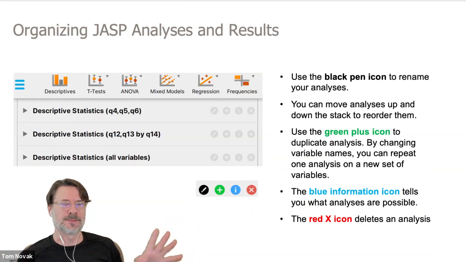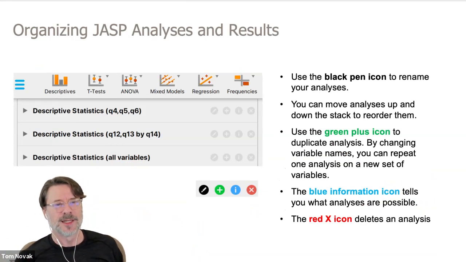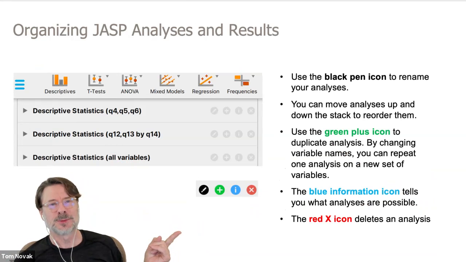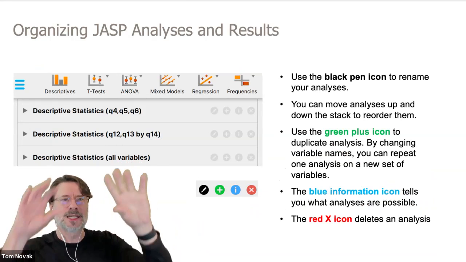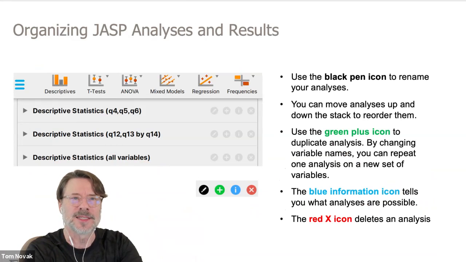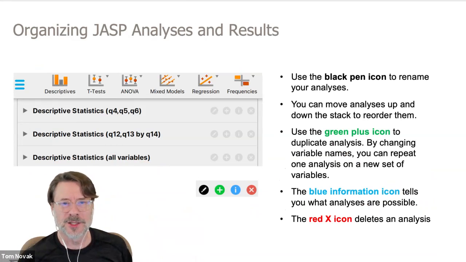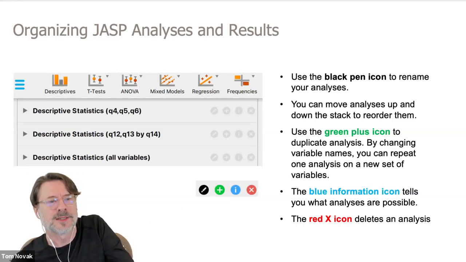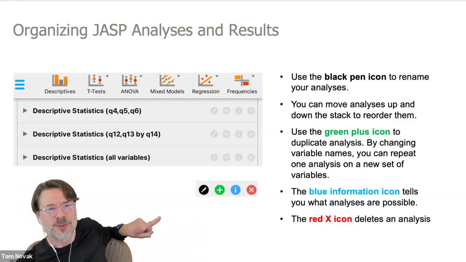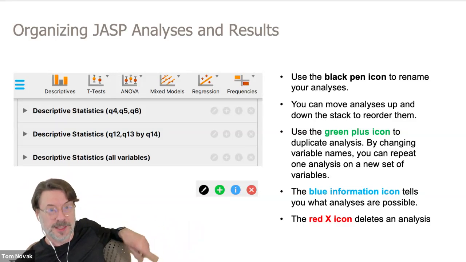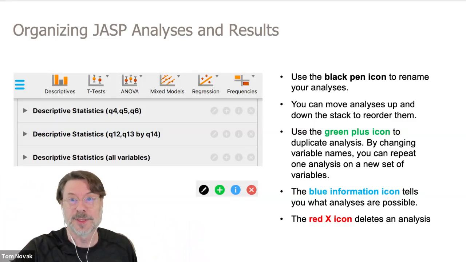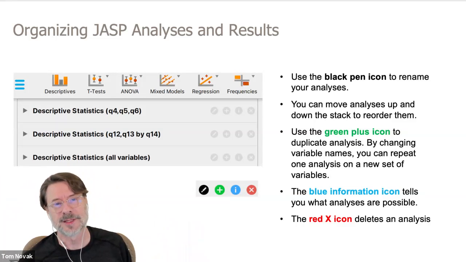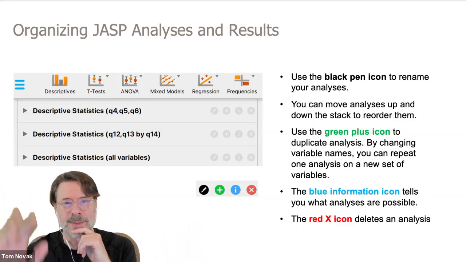As you do analyses, and the best way to see this is actually for you to do it, each time you can click descriptives multiple times, and each time it'll open up a section on the left-hand side. Then you can use the black pen icon. I went back and renamed this, so you can change these things. I said here, I did some descriptive analyses on questions 4, 5, 6. And then I did some descriptive analyses on questions 12, 13, 14. So you can rename them.